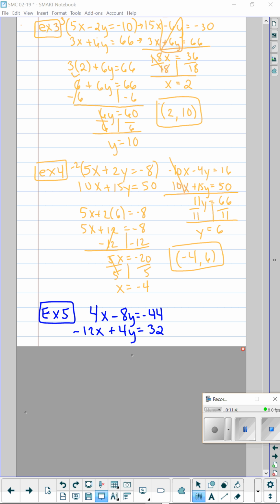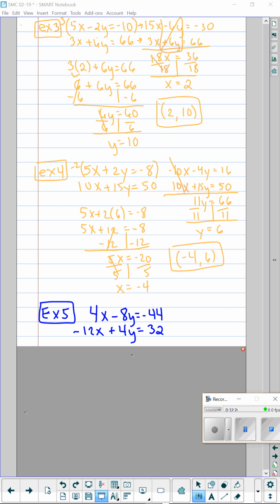So in example 5 here, you can see that I have 4x minus 8y equals negative 44, and negative 12x plus 4y equals 32. So let's cut to the chase. This is obviously a type 5. We have to multiply one equation by something to create the opposites. So when I look at the x's, I can see that I could multiply the top equation by 3, and then I would have 12x and negative 12x. If I look over to the y's, I can see that I could also multiply the bottom equation by 2, and then I would create opposites for the y's.